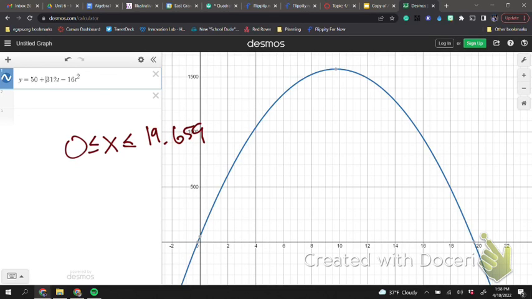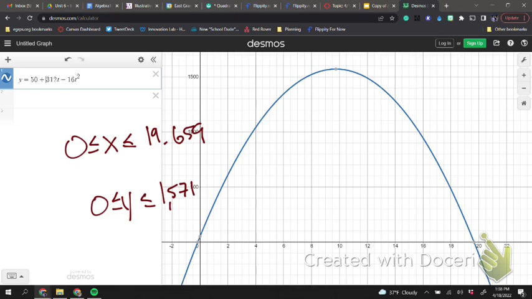Okay, and then for the range, what's the lowest it is? 0 when it hits the ground, and what's the highest it goes again? Was it 1579? Can someone just click it for me quick? Okay, so there's my domain and range because context matters for this, right?